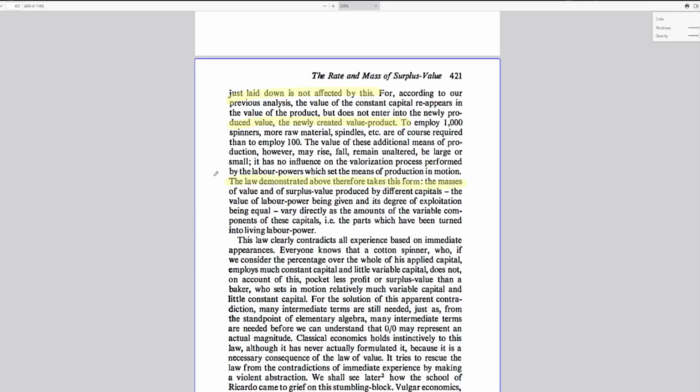Jumping ahead just real quick, the law demonstrated above therefore takes this form. The masses of value and of surplus value produced by different capitals, the value of labor power given and its degree of exploitation being equal, again, that's an important assumption here, vary directly as the amounts of the variable components of these capitals, i.e. the parts which have been turned into living labor power.